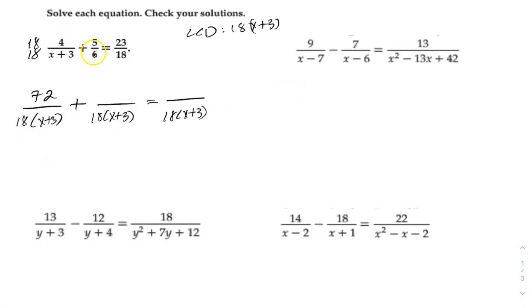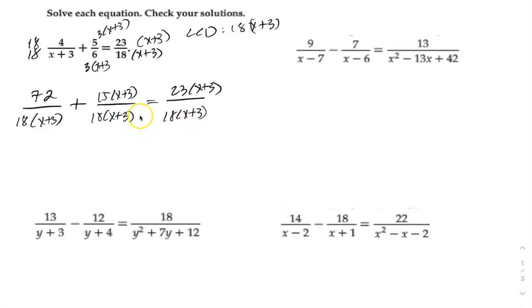The middle term, I only have 6. I need to get to 18 times x plus 3, so I can multiply both top and bottom by 3 to get to 18, and by x plus 3. So I'm just going to write 15 times x plus 3 right here. Take it a step at a time, right? 3 times 5 is 15, and then I'll eventually multiply by x plus 3. On this side, I have 18. I need to get x plus 3, so I just multiply by x plus 3. And I get 23 times x plus 3.